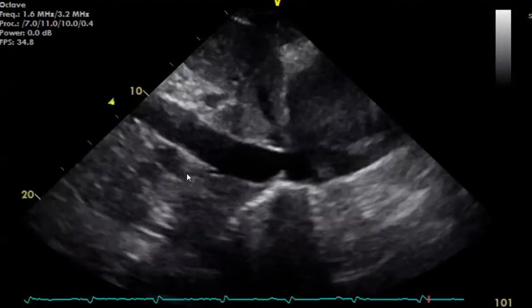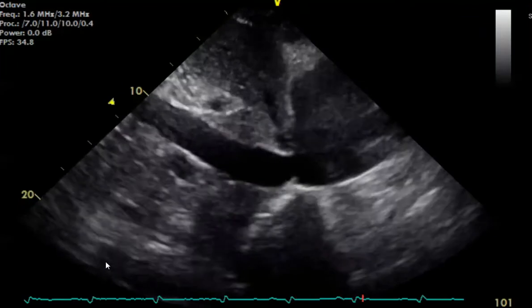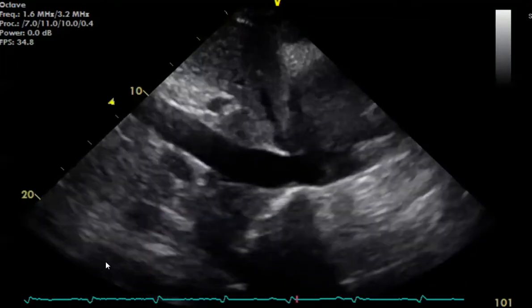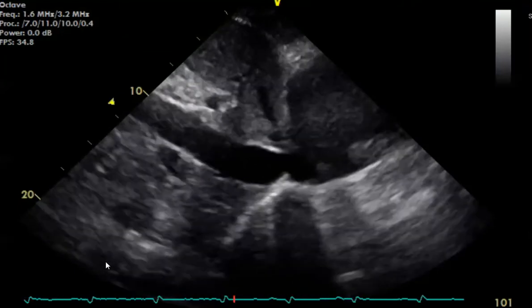But just one more piece of information for you to take a look at. So keep in mind, multiple cardiac views, really important. This is a patient with a loculated pericardial effusion, and those can be difficult to detect or impossible to detect if you don't take a look from multiple views.